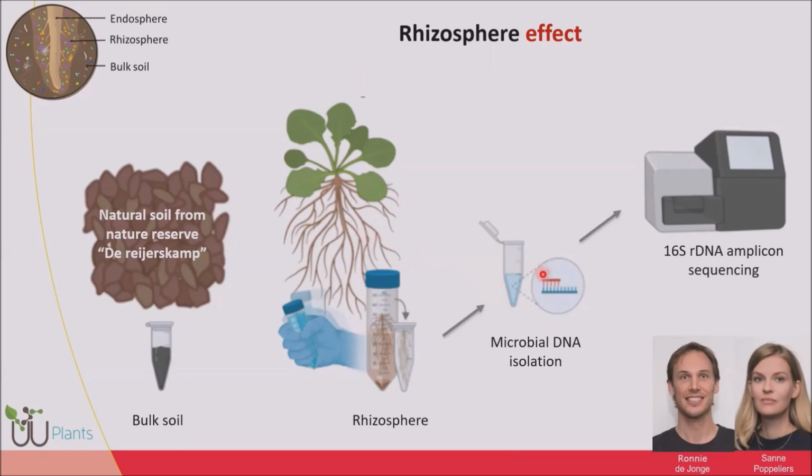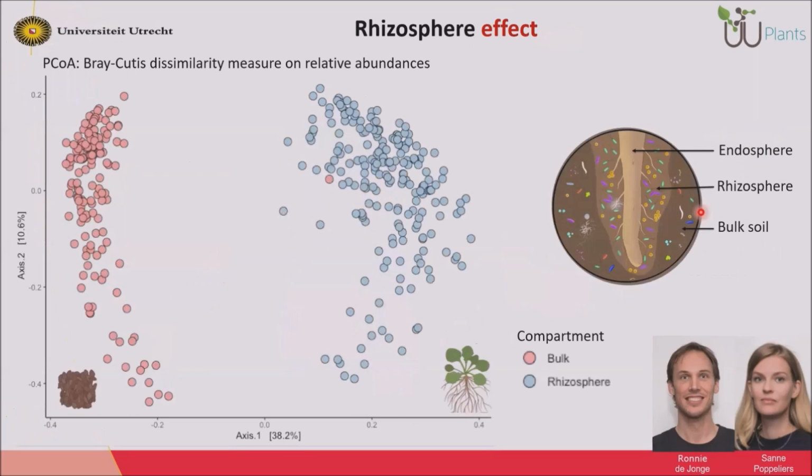And then we isolate the microbial DNA, we sequence the 16S rDNA of those samples, and then you can get a fingerprint profile of the microbial community that is in those samples. And if you do that, you get pictures like this.